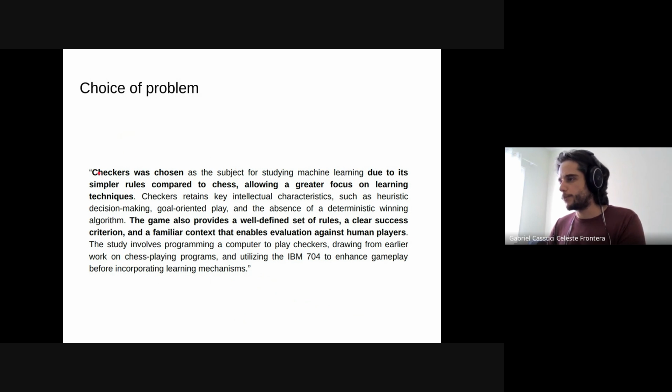Lastly, I think also quoting the paper, they chose checkers due to simple rules compared to chess, allowing greater focus on learning techniques. And also we have a clear, well-defined set of rules, a success criterion, and a familiar context that enables evaluation against human players. And a final remark, I think he was working at IBM at the time, so some of the comments in the paper serve to highlight how the IBM 704 is a good computer. We won't go into this detail in the paper, but he mentioned the memory word size is optimal for storing the game rewards, etc. So cool.